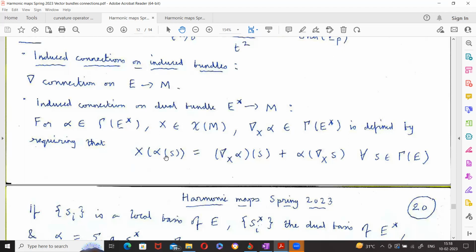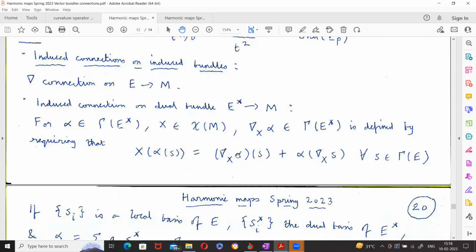Now what I want is that my induced connection should satisfy a Leibniz rule. That is, X acting on alpha of S. The idea is you first differentiate alpha with respect to S and then act on S, and then you apply alpha to S differentiated by X. All right. So you should have a Leibniz rule. So this should be nabla X alpha applied to S plus alpha applied to nabla X of S. Okay, is this clear what kind of objects we have here?